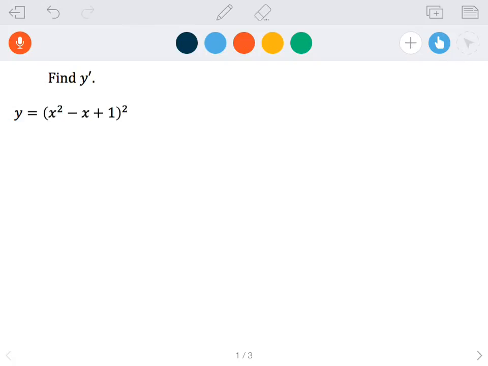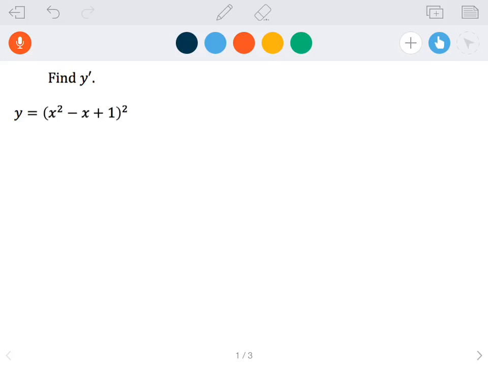We've got some new tools that we can use to find derivatives. We've got the product rule and the quotient rule. These things let us find the derivative for problems that would have been too complicated or too tedious to solve by the power rule. For example, on this first one, find y prime when y equals x squared minus x plus 1 squared.